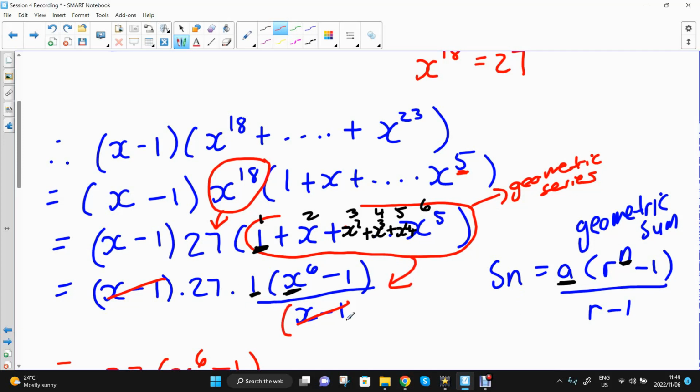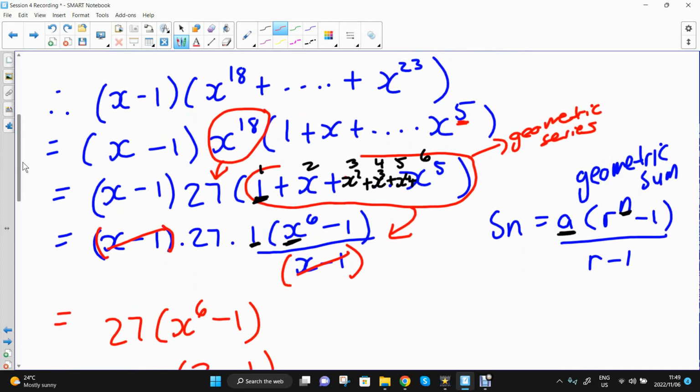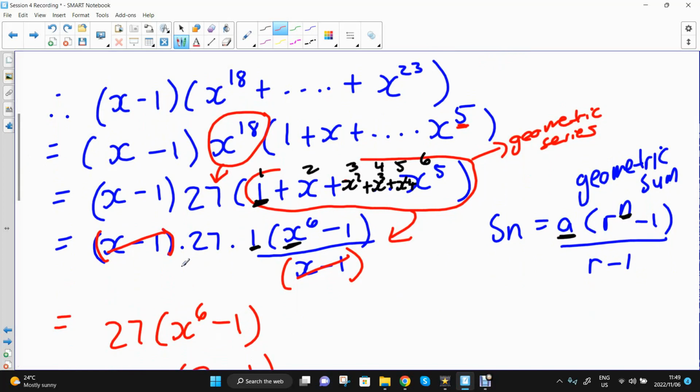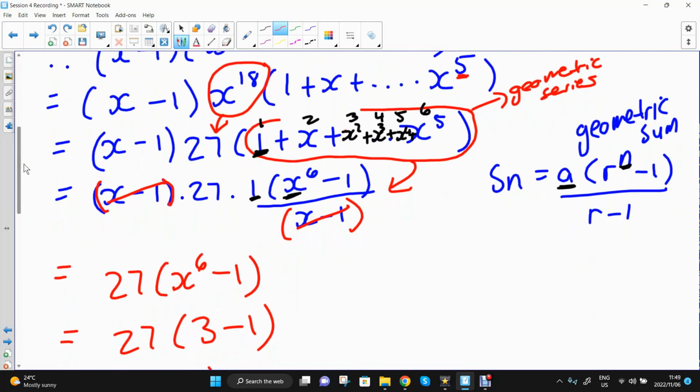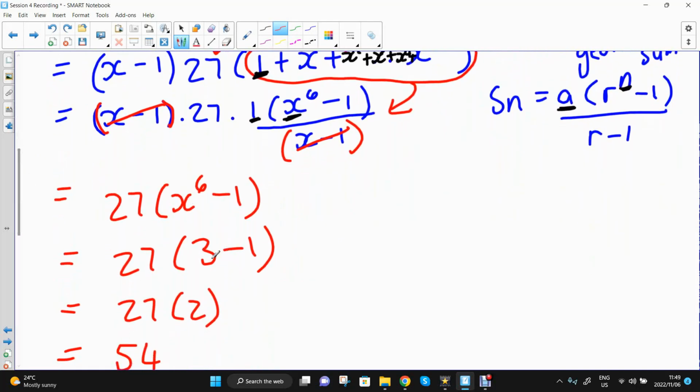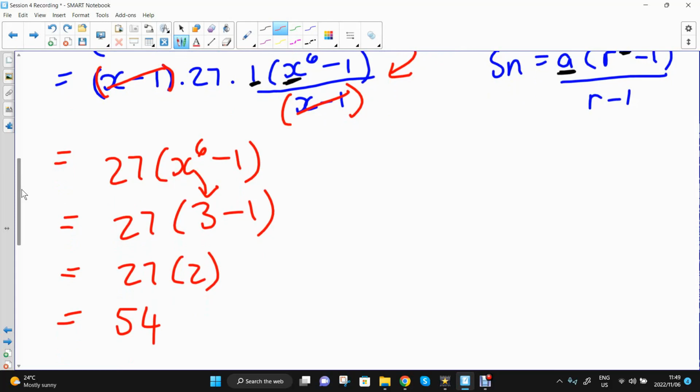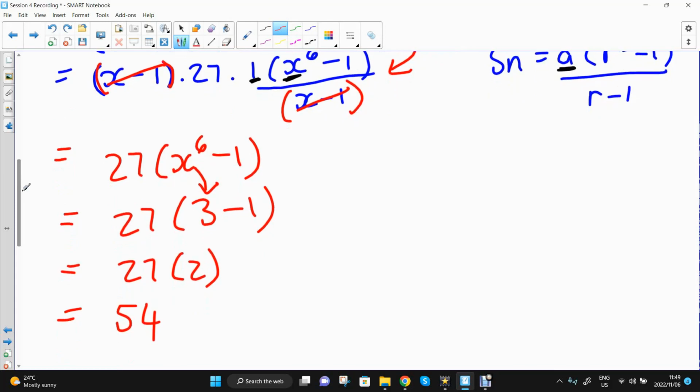Then what I did next, you will see that this is a denominator, this is a numerator, so we can cancel off the x minus 1s immediately, and you are then left with something very simple to simplify, 27 with x to the power 6 minus 1 inside the bracket. We've got an answer for x to the power 6. That was 3. So if you sub 3 into x to the power 6, you can simplify that to get your final answer of 54.